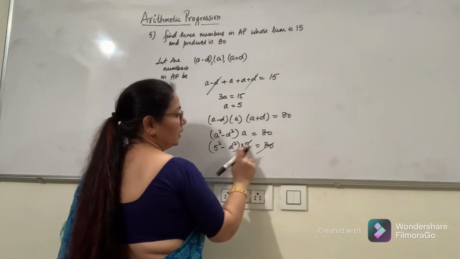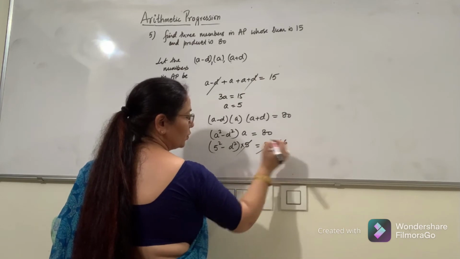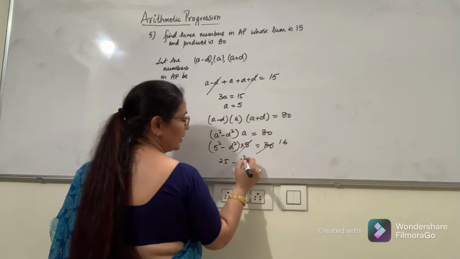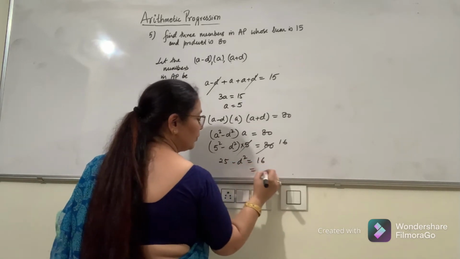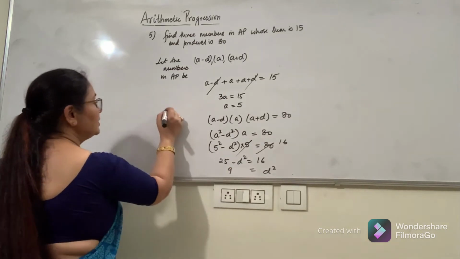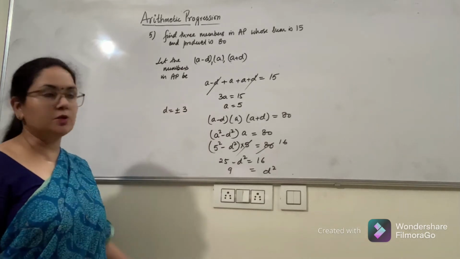5 times 16 is 80. Okay, so 25 minus d square is equal to 16, and if I put d square here, then 25 minus 16 is 9. So d is plus minus 3.